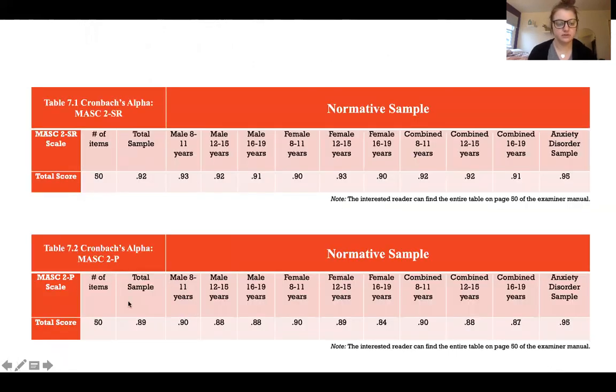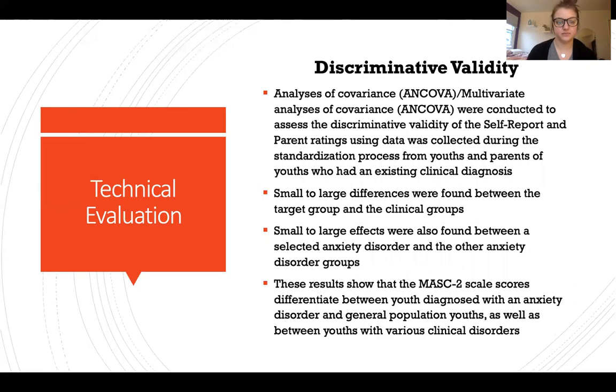These are the 2 charts I was talking about earlier. The top one is for the self-report and the bottom one is for the parent report. And as you can see, the total score for the total sample of the self-report is 0.92, and the total score of the total sample for the parent report is 0.89. The full chart for both of these can be seen on page 50 of the examiner manual.